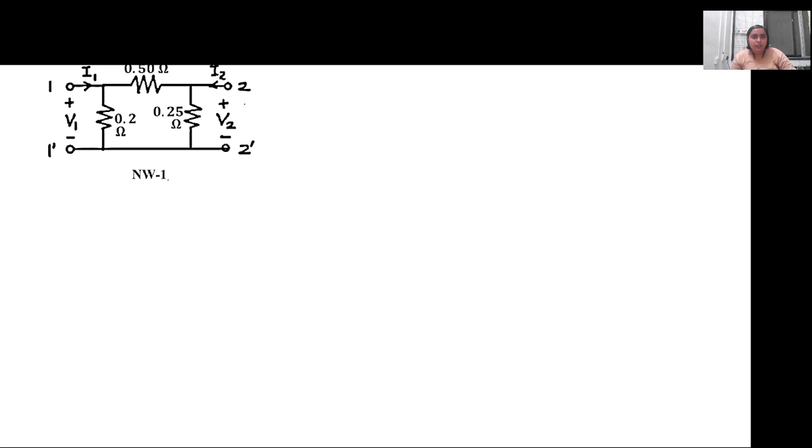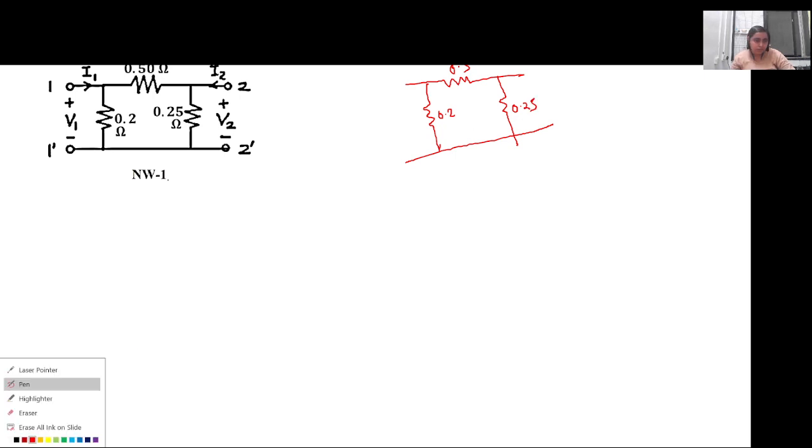Since this network 1 is connected twice in parallel, for example, let this be the first network: 0.2, 0.5 and 0.25. The second network is the same network that is connected, so I'll just draw it.